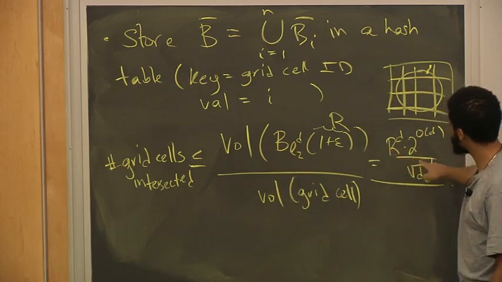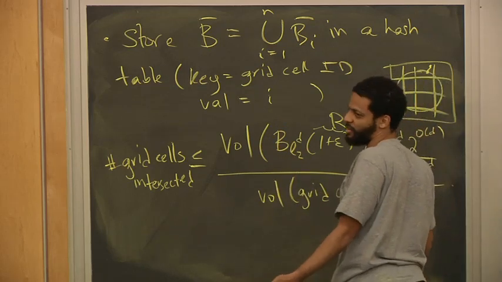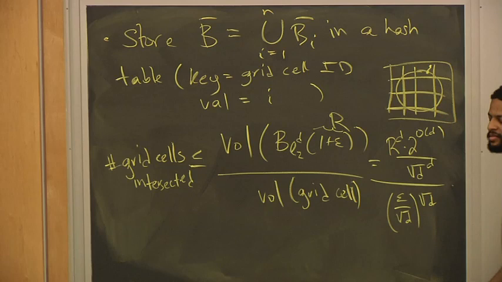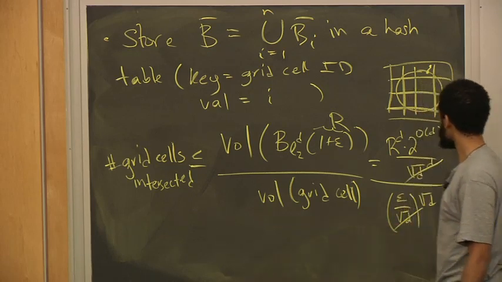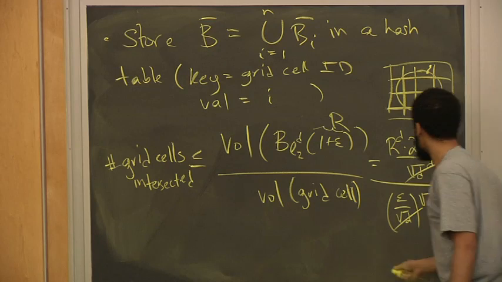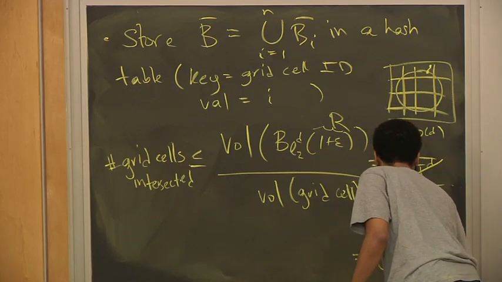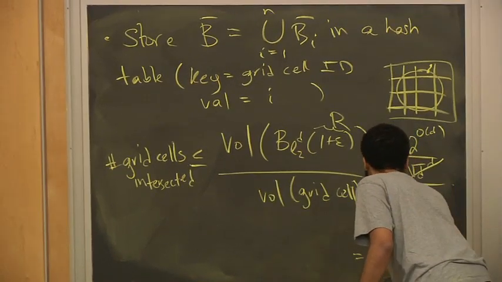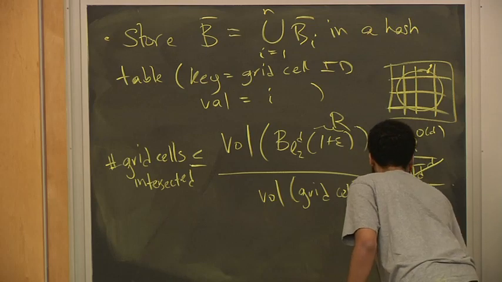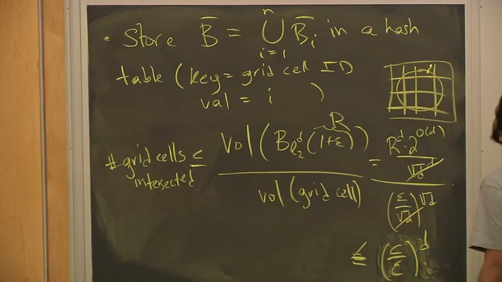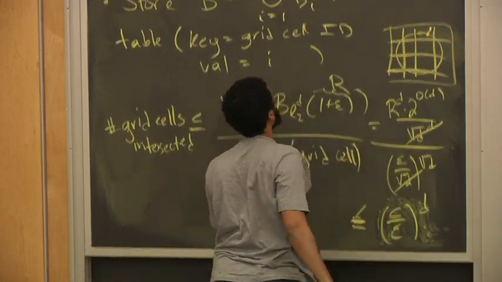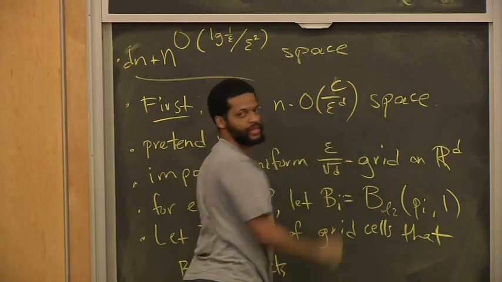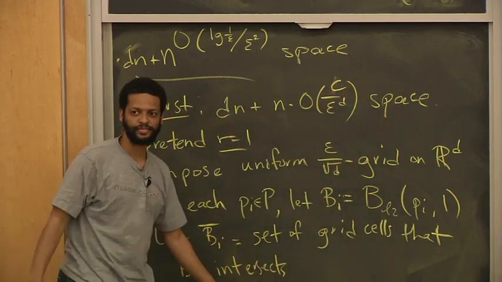The bottom, the volume of a grid cell, is just a box: epsilon over root d to the d. This cancels that, and r is 1 plus epsilon. So at the end of the day, this is at most C over epsilon to the d, for some constant C. Actually, I shouldn't have said 1 over epsilon to the d. I should have said C over epsilon to the d. So that's it.